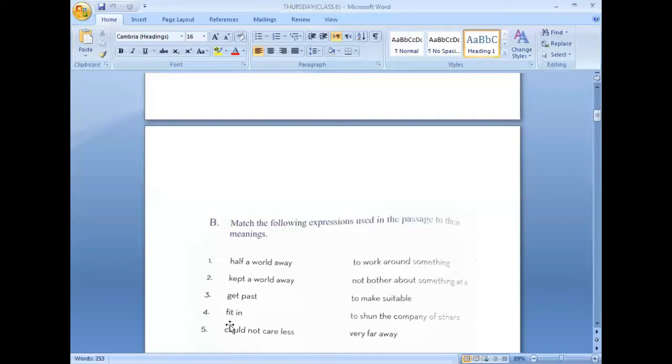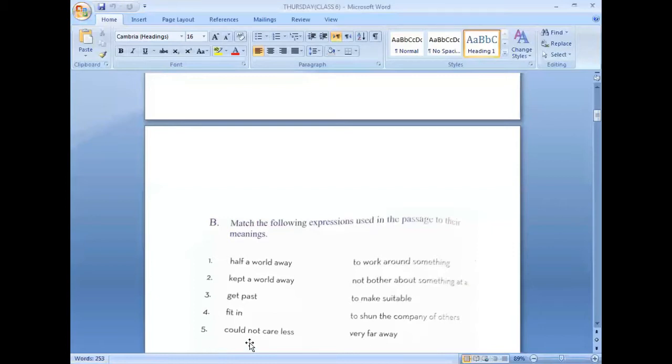Then the other one is fit in. What does fit in mean? Fit in means to be with each other without problems, to be compatible, to be suitable for each other. That means to make suitable. So number 4, fit in means to make suitable. You match fit in with to make suitable.